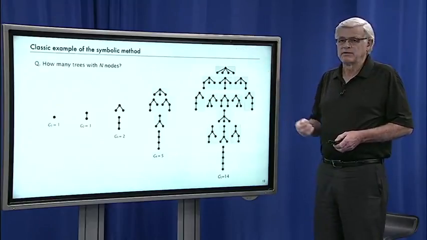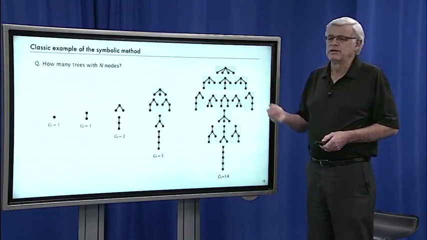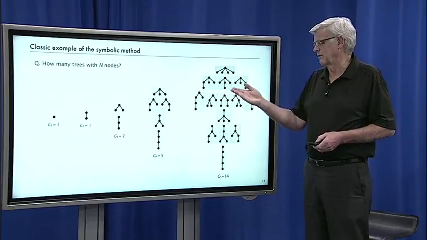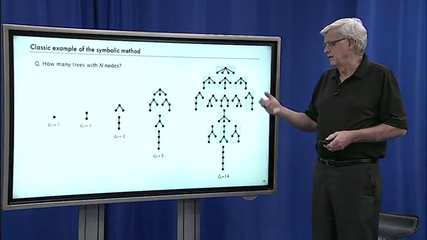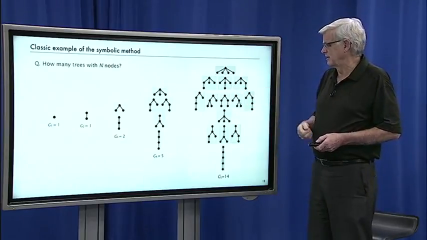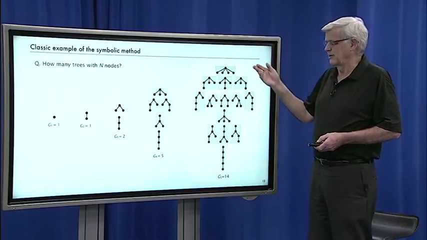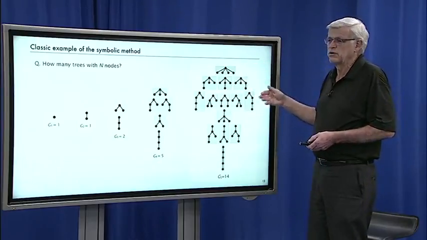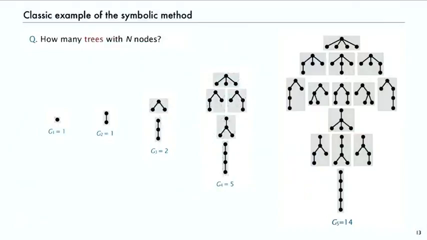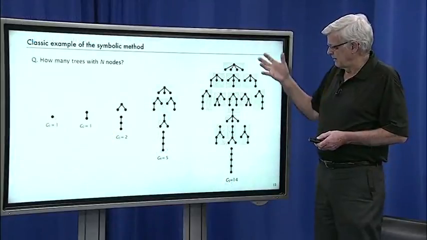So the classic example of the symbolic method is trees. So how many trees are there with n nodes? Where a tree is described recursively as a tree. These are ordered rooted trees, so it's a node connected to a sequence of trees. And so these are the small values. There's 5 different trees of 5 nodes, and these 2 trees are different because the order is significant, and so forth.